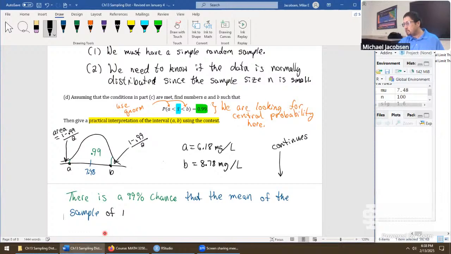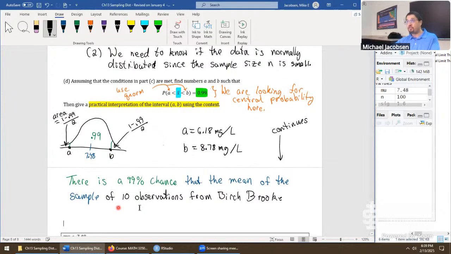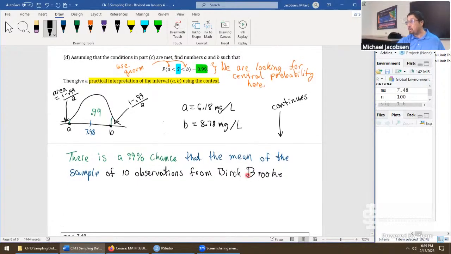Sample size of 10 observations from Birch Brook. I believe that was the name of the stream we were looking into. Let me reconvene and see if I've got these thoughts in line. So 99% chance: the mean of the sample from 10 observations from Birch Brook is between those two values. But it comes with a unit, so you'd have to say what this is exactly. This is sulfate content, so let's bake that into the problem as well.